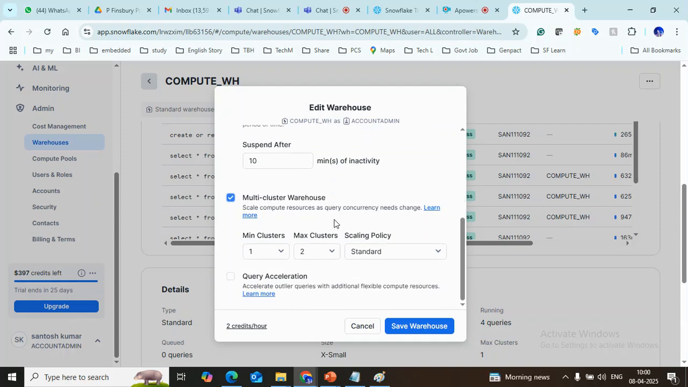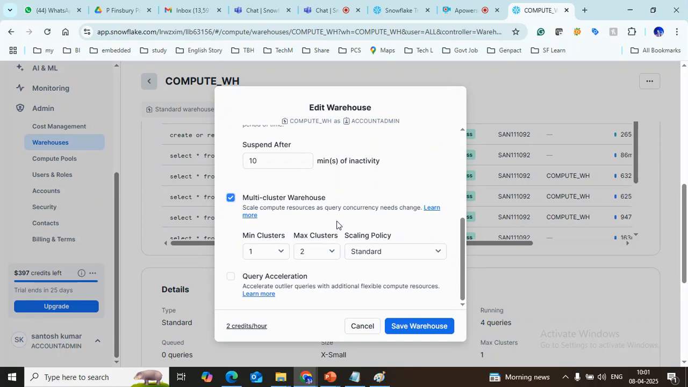Everyone is aligned here, getting it? Yes, Santosh. I just wanted to know, as you said, we create a multi-cluster to share the load, right? But yes.